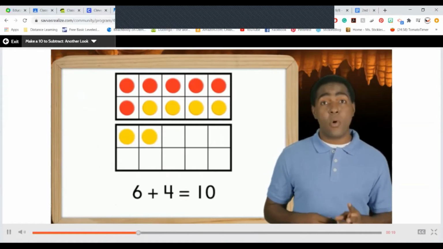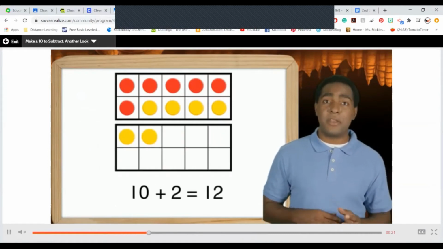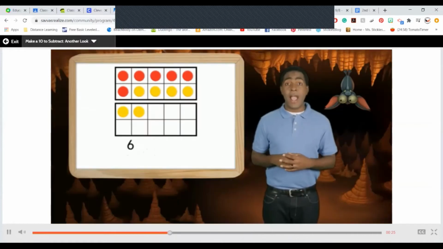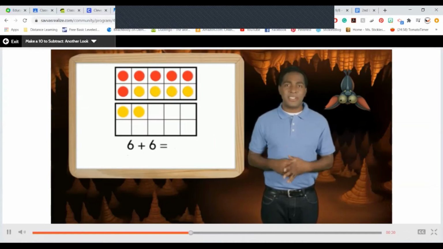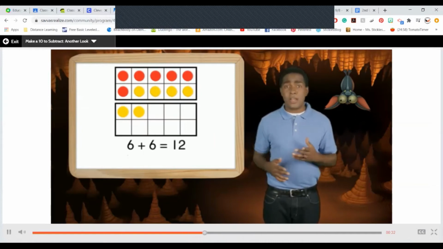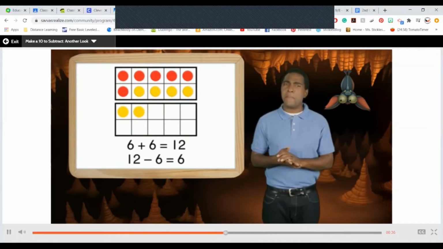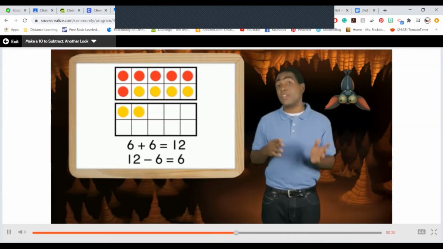Then I can add 2 more to 10 to get 12. 10 plus 2 equals 12. From where I started, 6, I added 4 and then 2 more. So I added 6. 6 plus 6 equals 12. Thinking about it as subtraction, this means 12 minus 6 equals 6. Interesting. But wait, there's another way.